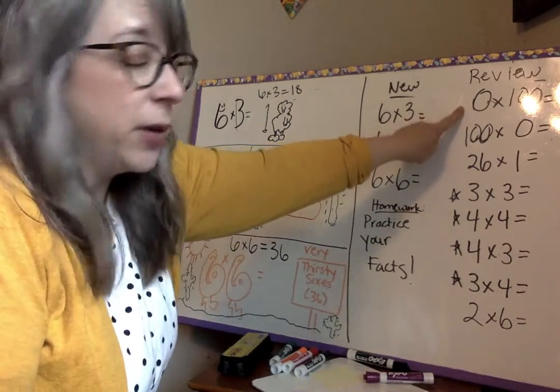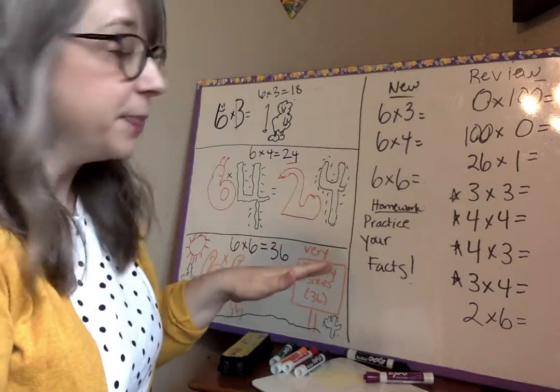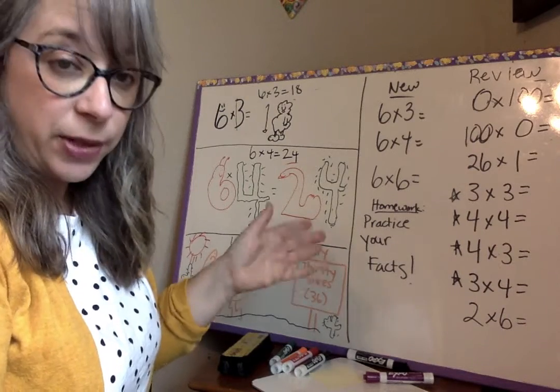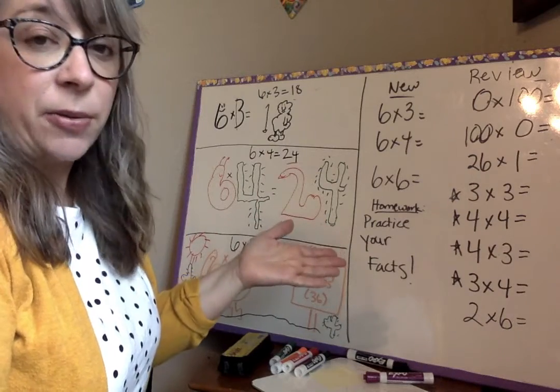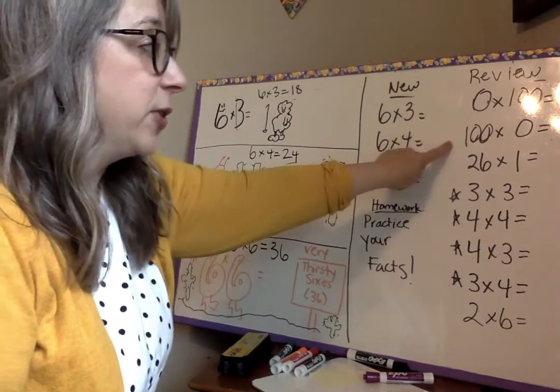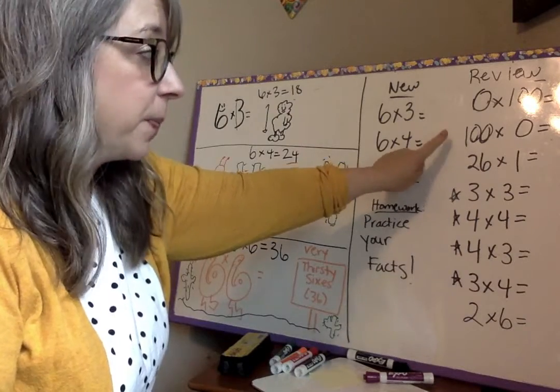Remember, the 0 is the king, so the king wants everybody to look like him. So any number times 0 is going to be 0 because the king tells everybody to look like him. So 100 times 0 would be 0. 1,000,000 times 0 would be 0.